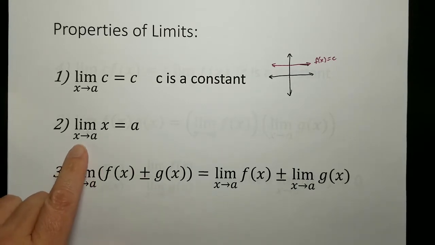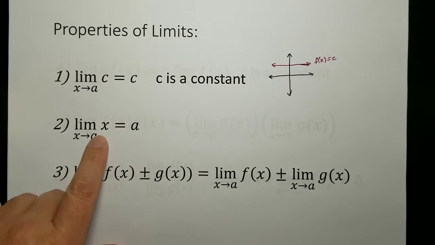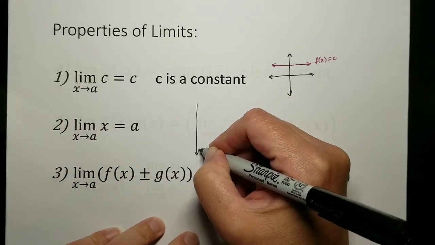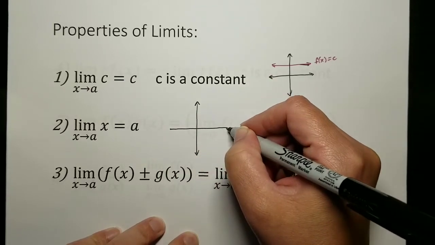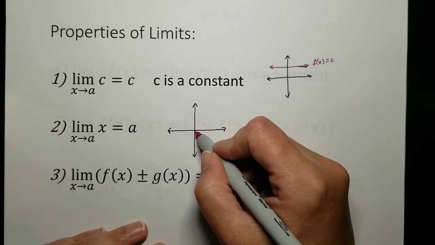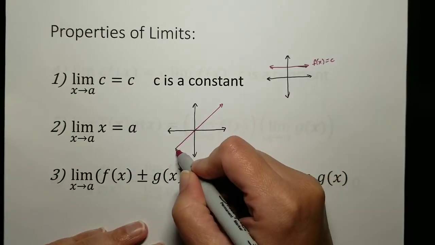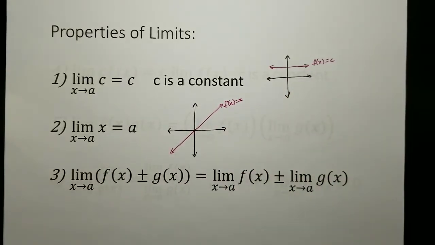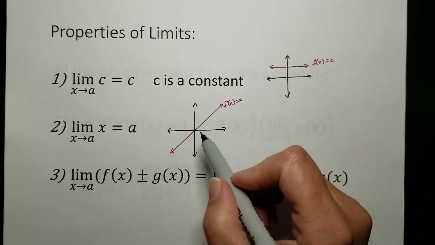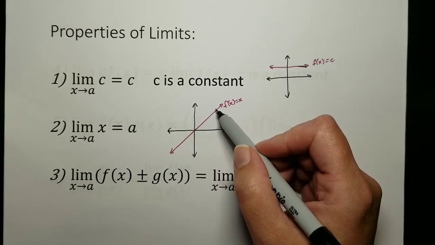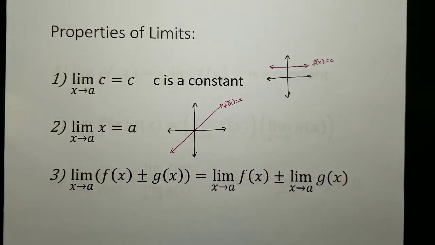The next one, the limit as x approaches a of just x. This would be the function y equals x, or f of x equals x, which is the basic line with a slope of 1 and a y-intercept of 0. Hopefully you can see pretty clearly from a graphical picture that whatever your x value is getting closer to, that would be the same as the y value, because this is a special line where all of the x and y values are the same.